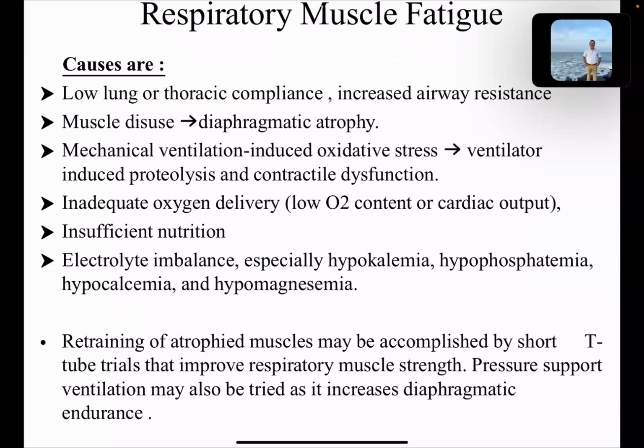Now coming to respiratory muscle fatigue. What are the causes of muscle fatigue? If there is reduced thoracic compliance, for example in patients with high cervical spinal cord injury, all the muscles, accessory muscles, inspiratory muscles, and the diaphragm are paralyzed, so their compliance will be poor. Also, if the patient is on mechanical ventilation, you are not using the muscles of inspiration or expiration, which leads to atrophy of the muscles, mostly diaphragmatic atrophy.